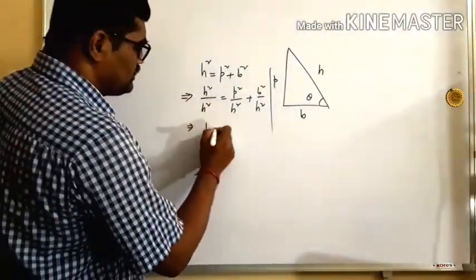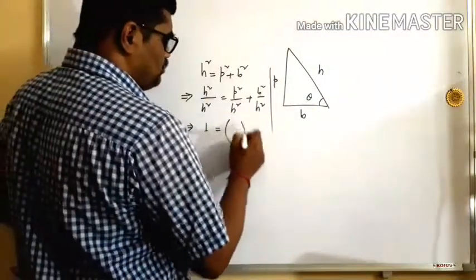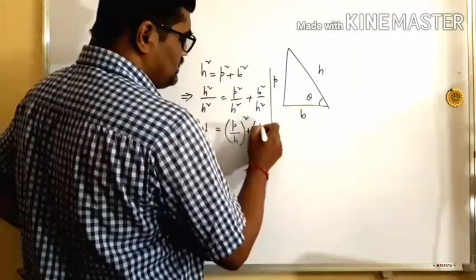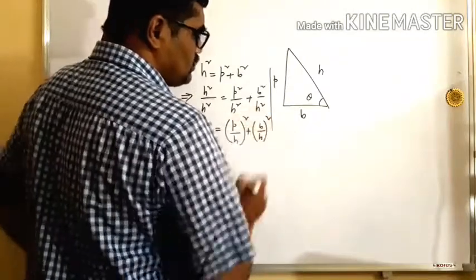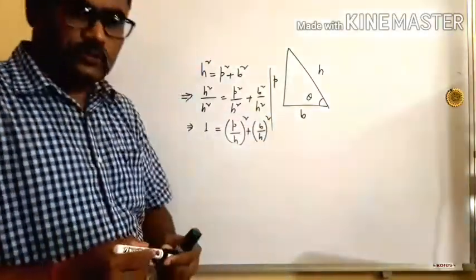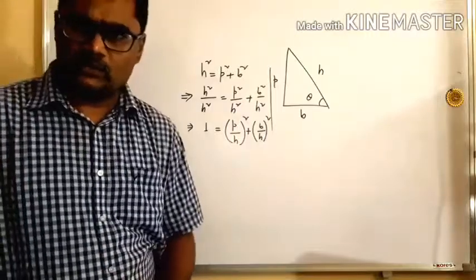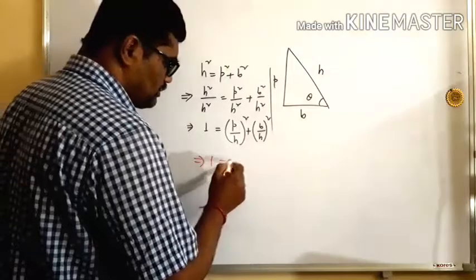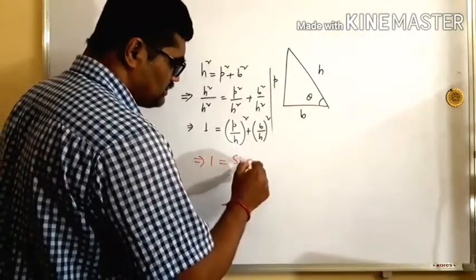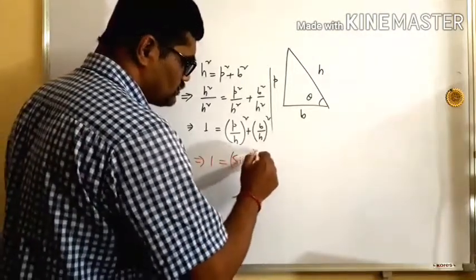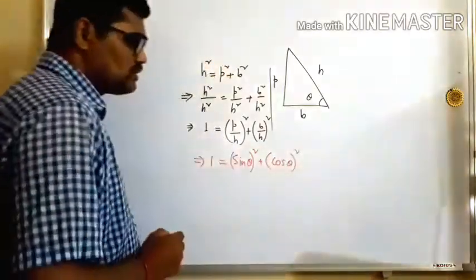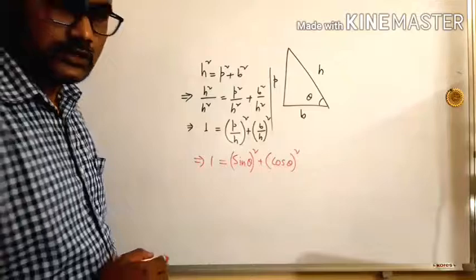What will you get? H square by H square giving you 1. P by H whole square I can write, and B by H whole square. Great. Now will that remind you something? Yeah, great. It will definitely remind you something. P by H is equal to sine, so we write sine whole square. Then this is cos whole square. B by H is cos theta, right?